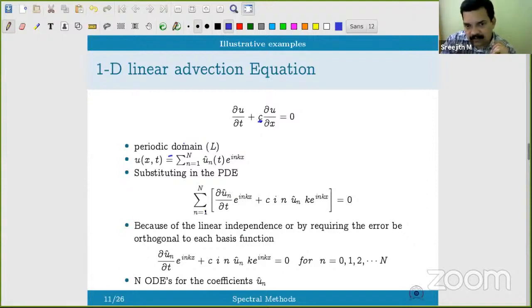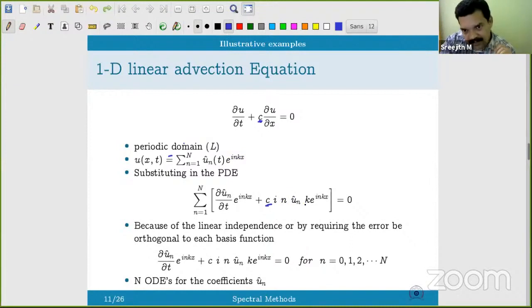So you'll get the summation over n equal to 1 to N of dou u_n by dou t e raised to i n k x plus c i n k u_n e raised to i n k x, because of the derivative dou u by dou x. So c is there, then i n k is there, and u_n is there.